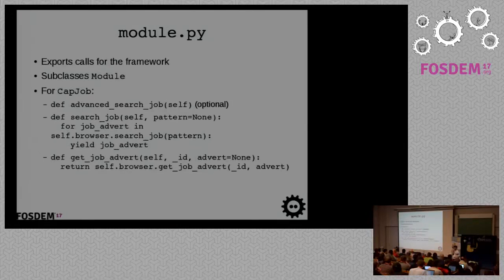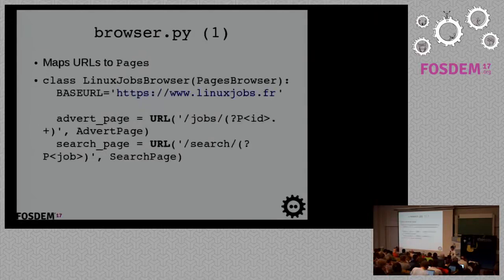So the module we just got just exports the module class itself. So we just subclass the base module. And for a job module, we have 3 methods to provide. The advanced search with separate fields is optional. On the website I targeted, there's not really any advanced search, so it's just not provided. And basically it just passes the call to the browser class.